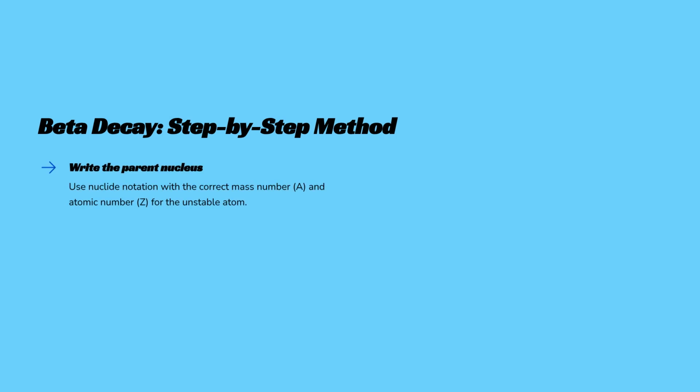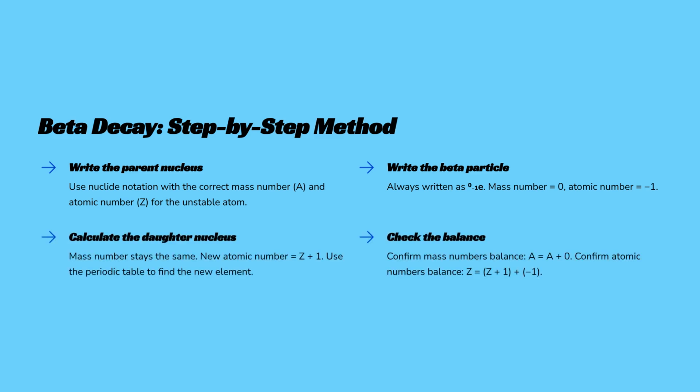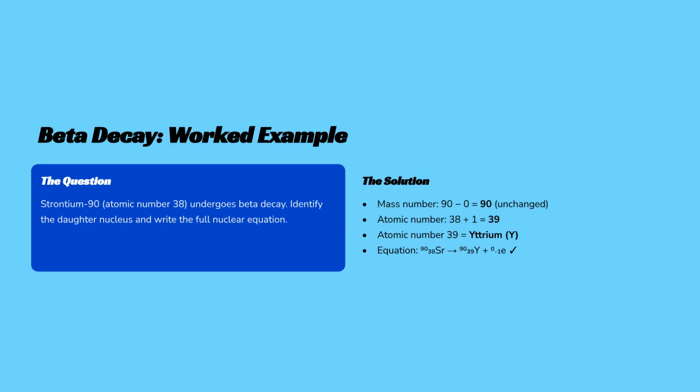For beta decay, follow these steps. Identify the parent nucleus, note the beta particle as 0 and -1, calculate the new atomic number, and confirm the balance. Let's look at a worked example for beta decay. Strontium-90 has an atomic number of 38. When it undergoes beta decay, the atomic number increases by 1 to 39, identifying the daughter nucleus as yttrium.